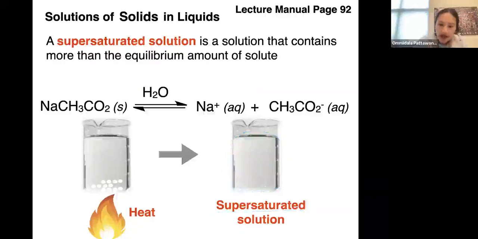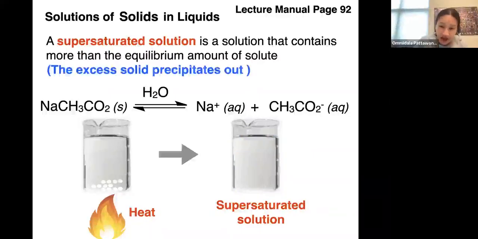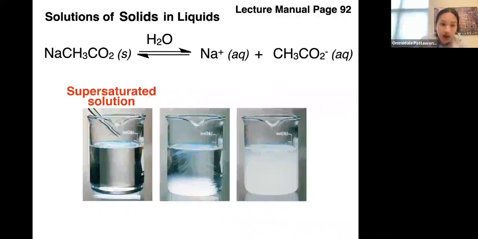Because the supersaturated solution is very unstable, if you add any additional amount to this solution, the excess solid is going to precipitate out. So what do I mean by that? For example, with a supersaturated solution here, you will see that everything is able to dissolve completely. However, at this point, we have way more solute than at the equilibrium point.